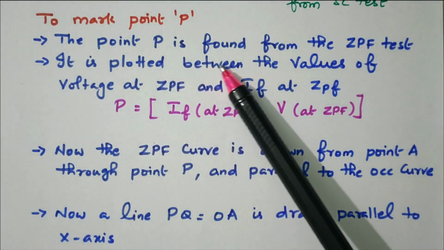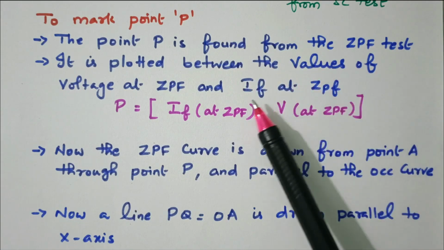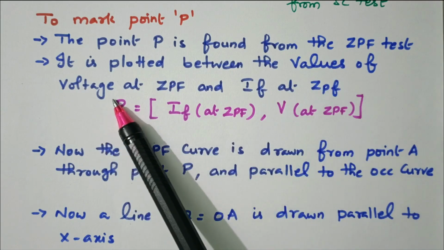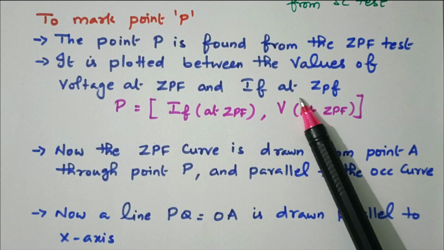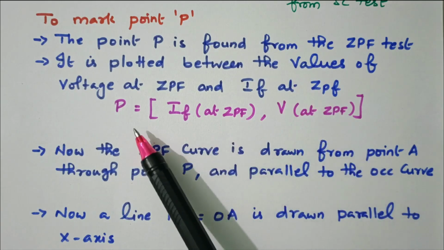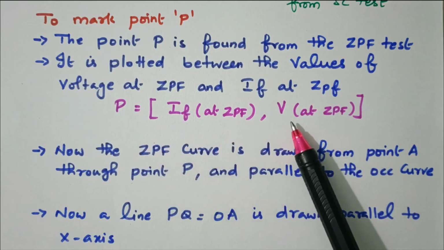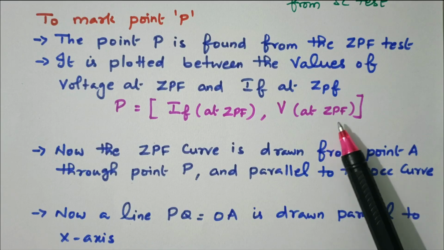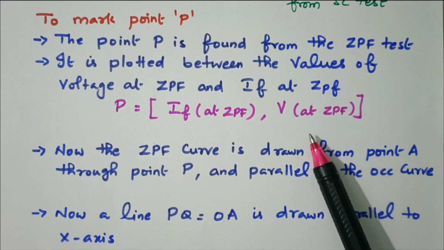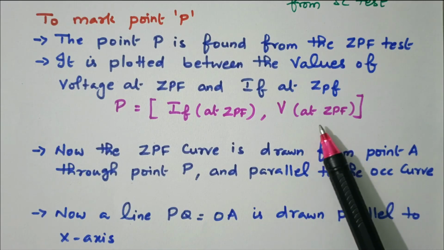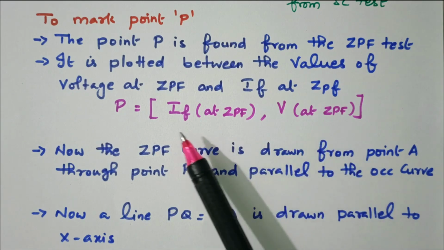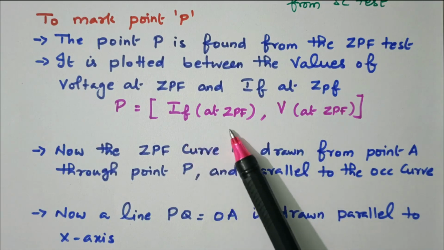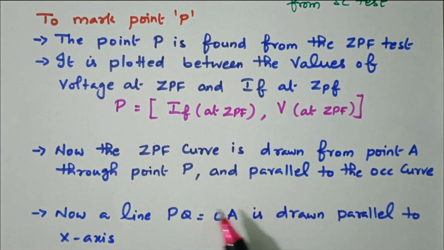The point P is found from the ZPF test. It is plotted between the values of voltage at ZPF and IF at ZPF, that is, IF at ZPF, voltage at ZPF, that we got from the ZPF test. This field current is varied to get the 0 power factor. At that time, field current is noted and voltage is noted. That is nothing but field current at ZPF, voltage at ZPF.